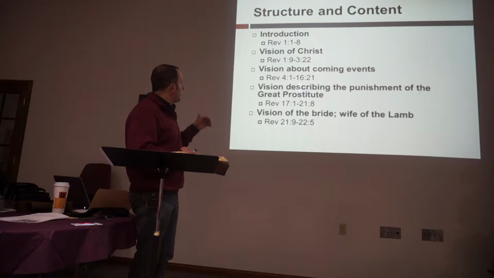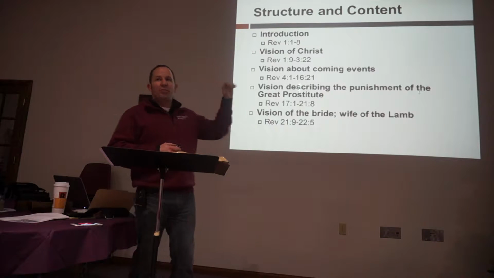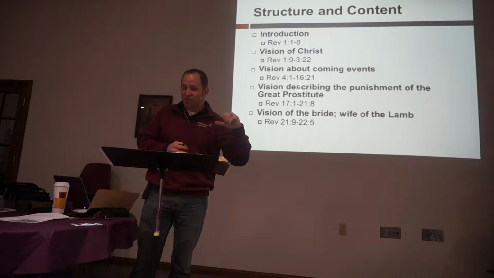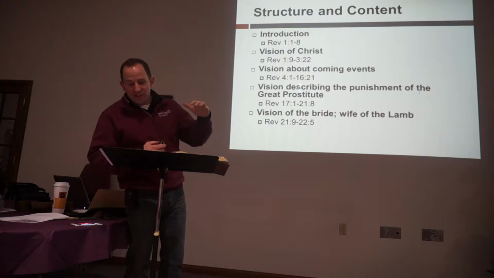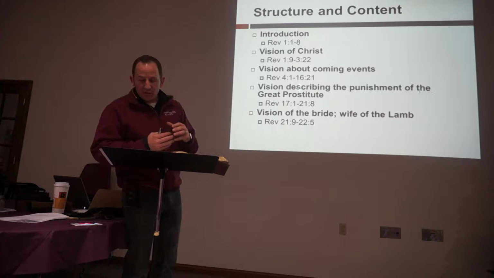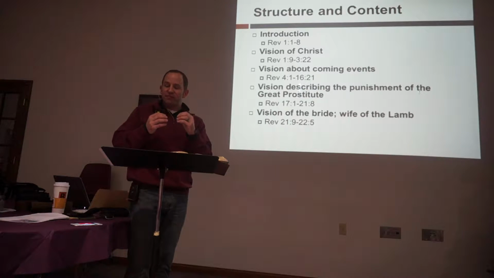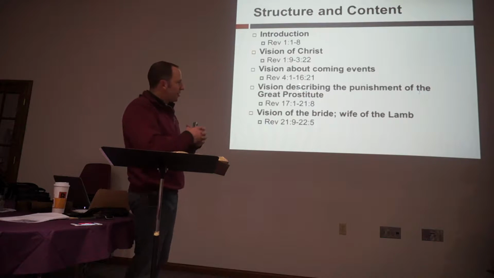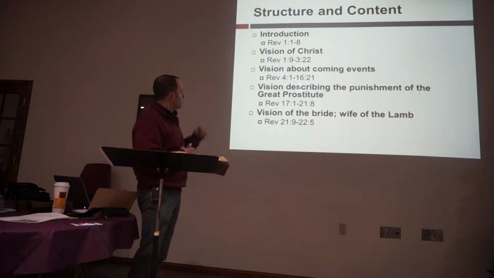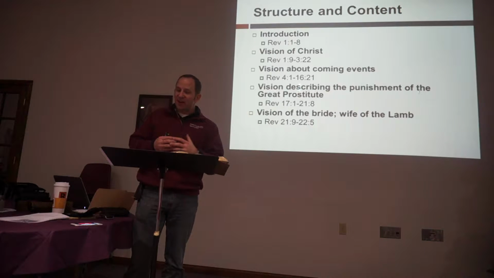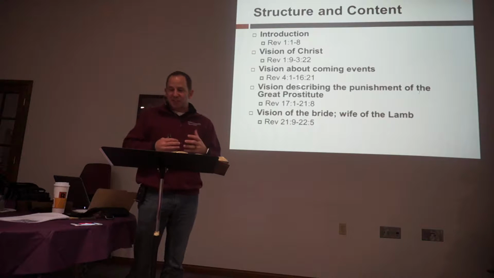Just a reminder of the structure, and we'll try to keep these headings in the back of our mind as we go through our study. The introduction, Revelation chapter 1, verses 1 through 8. Then the next section we'll call the vision of Christ, starting at verse 9 in chapter 1 and going through chapter 3, verse 22. Then another vision about the coming events, chapter 4 through 16.